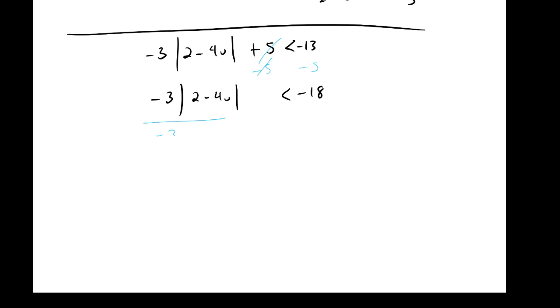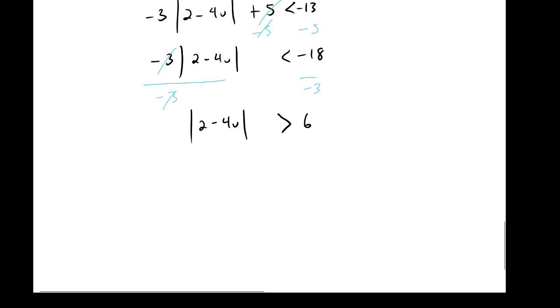Next step, we're going to divide both sides by -3. Watch what happens here, though. We divided by a negative, so we have now the absolute value of 2 minus 4u by itself. But we must flip our sign because we divided by a negative. Now we have a greater than 6. Now we're anticipating this is an OR problem or a disjunction, okay?